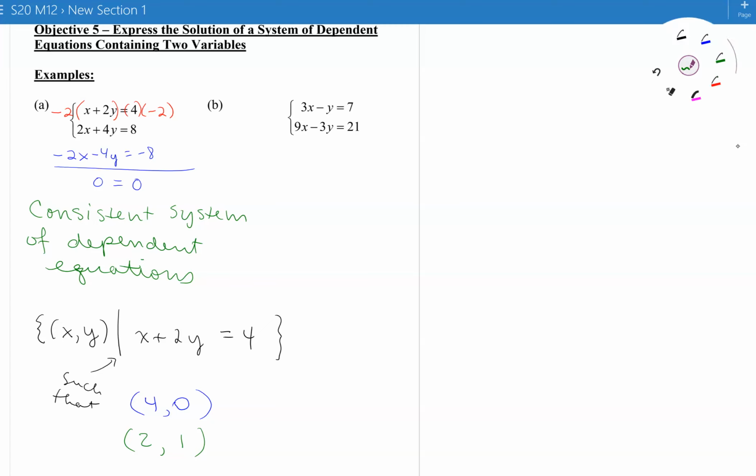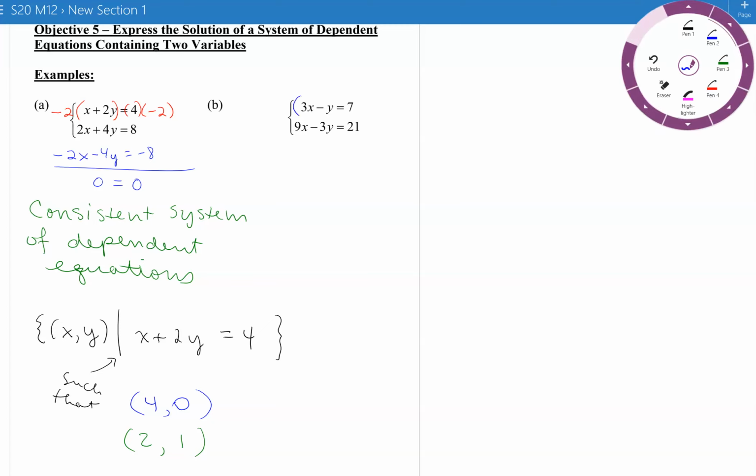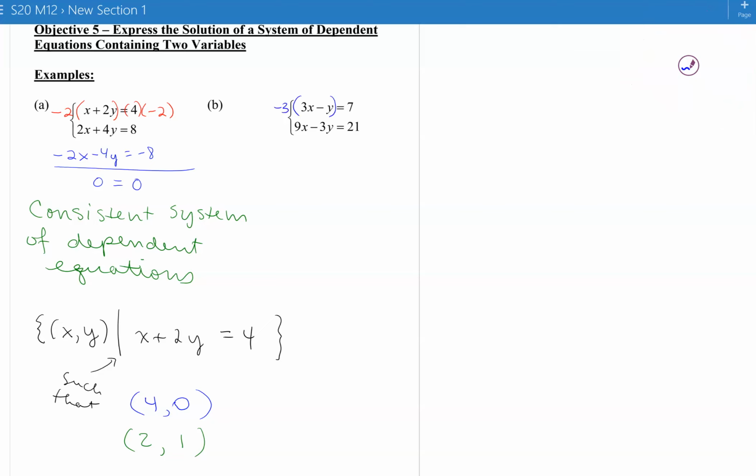Okay, so let's look at the second example. I'm going to multiply the first equation by -3. Get -9x plus 3y equals -21. And I get, again, 0 equals 0. So this is also a consistent system of dependent equations. And I write the solution set as x comma y such that 3x minus y equals 7.